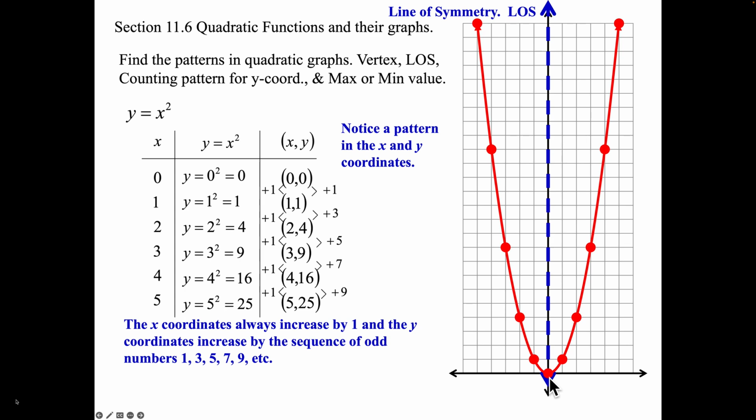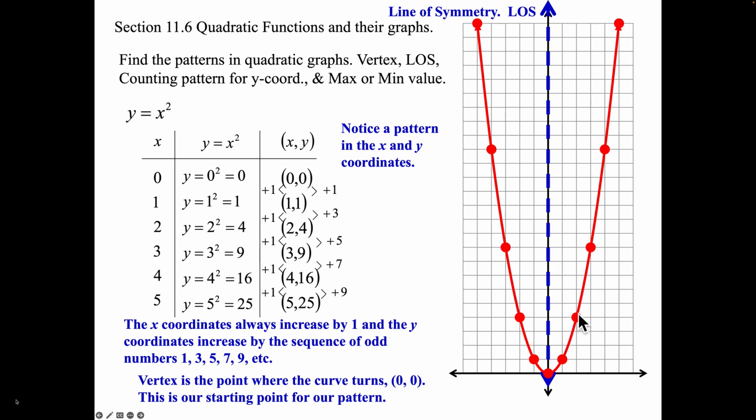From your vertex, you will always go 1 to the right, up the first odd number, 1. 1 to the right, up 3. 1 to the right, up 5. 1 to the right, up 7. 1 to the right, up 9. All we have to do is graph the right side, because the left side, we just flip over that vertical line of symmetry, and we get the left-hand side of your graph.